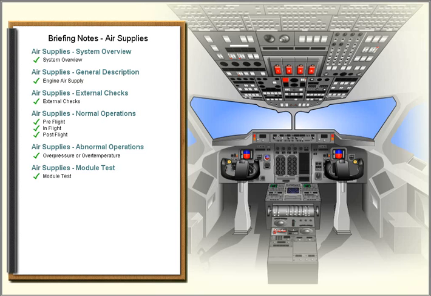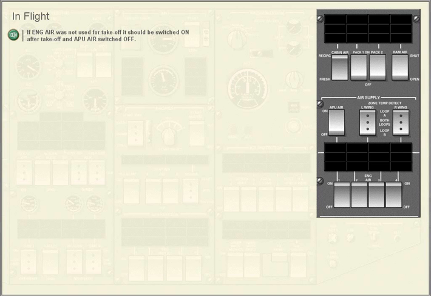That completes the pre-flight checks for the air supply system. The next section describes the in-flight checks. In flight. If engine air was not used for takeoff, it should be switched on after takeoff, and APU air switched off.